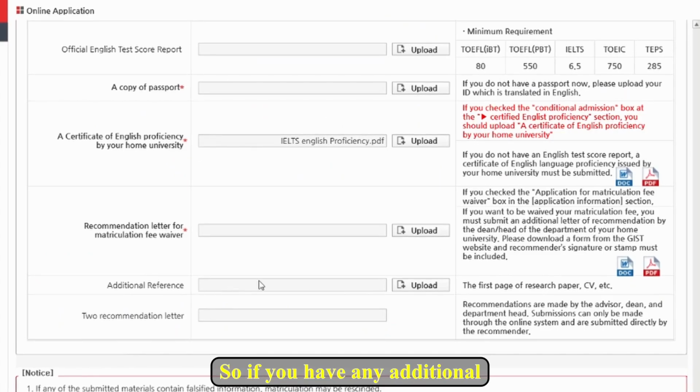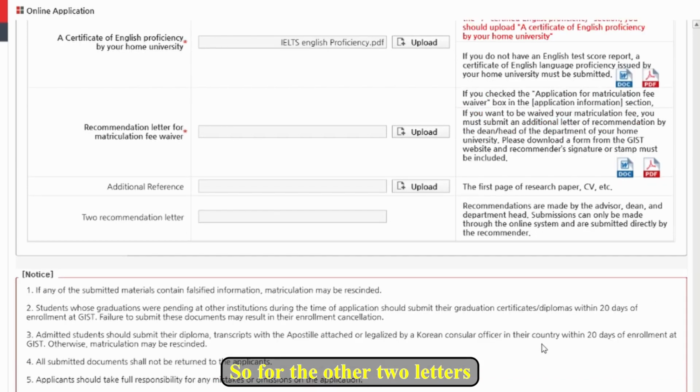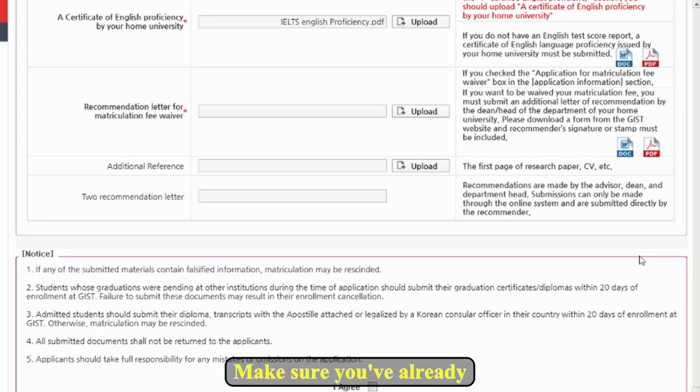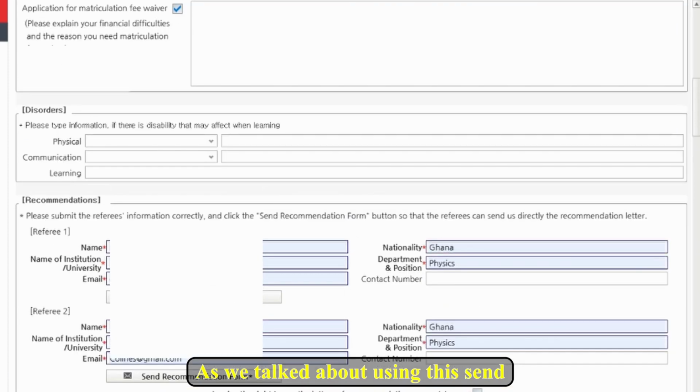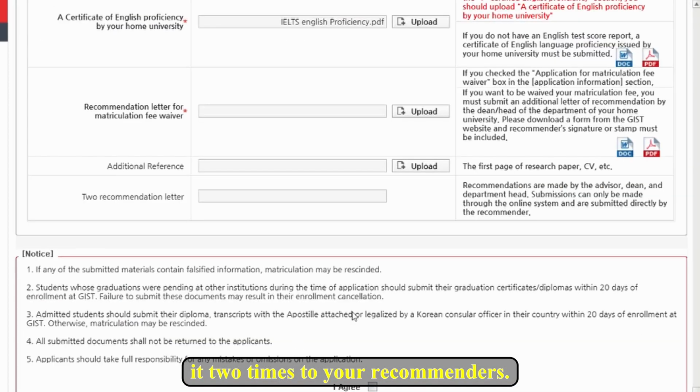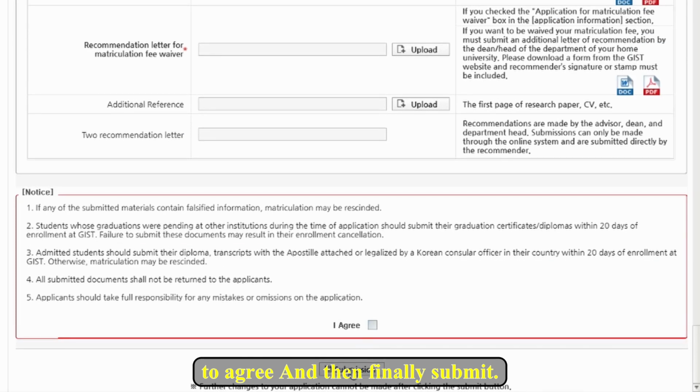So if you have any additional reference letters, you can go ahead. They say recommendations are made by the advisor, dean and department head. Submission can only be made through the online system and are submitted directly by the recommender. So for the other 2 letters of recommendation, you have this information here. Make sure you've already sent them the message, as we talked about, using this send recommendation form, because you're supposed to send it 2 times to your recommenders. And the next thing is you have to agree and then finally submit.